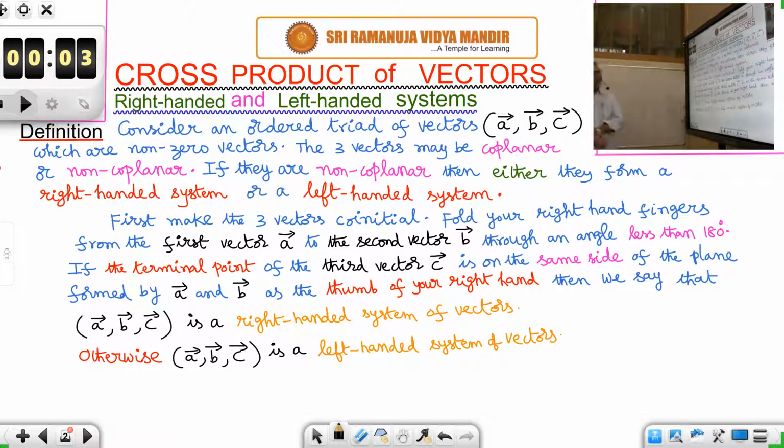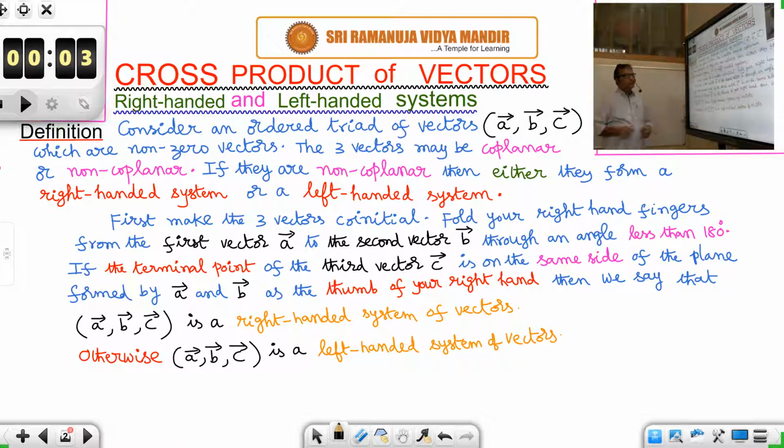Good afternoon, students. We are going to start a new topic in vector algebra, that is cross product of vectors. Cross product is also called vector product, as against dot product, which is called scalar product. So before starting cross product, first we have to learn about right-handed and left-handed systems of vectors.